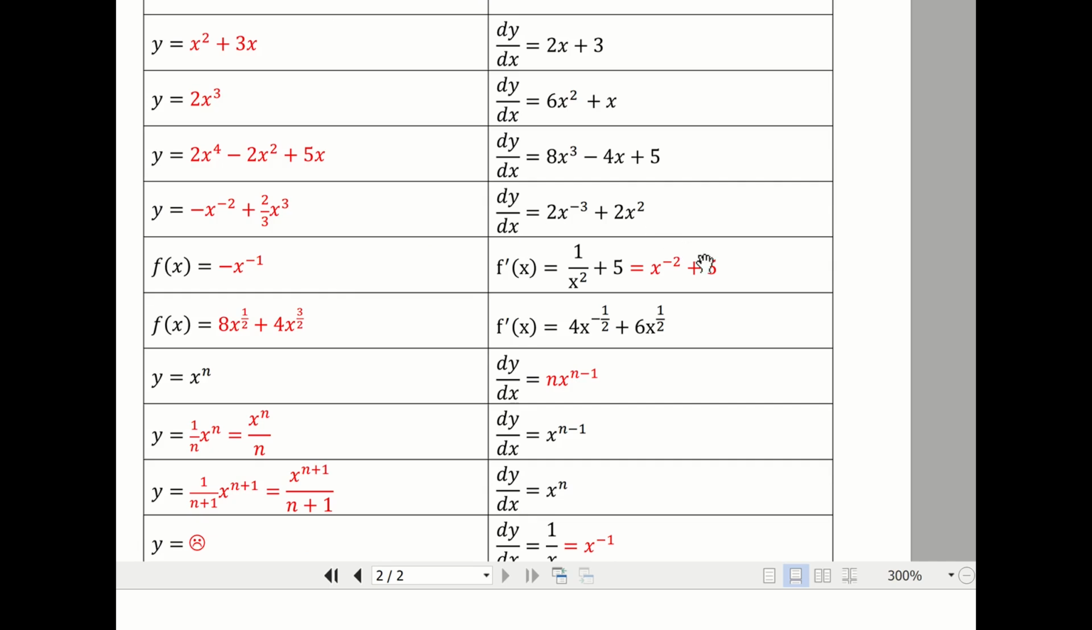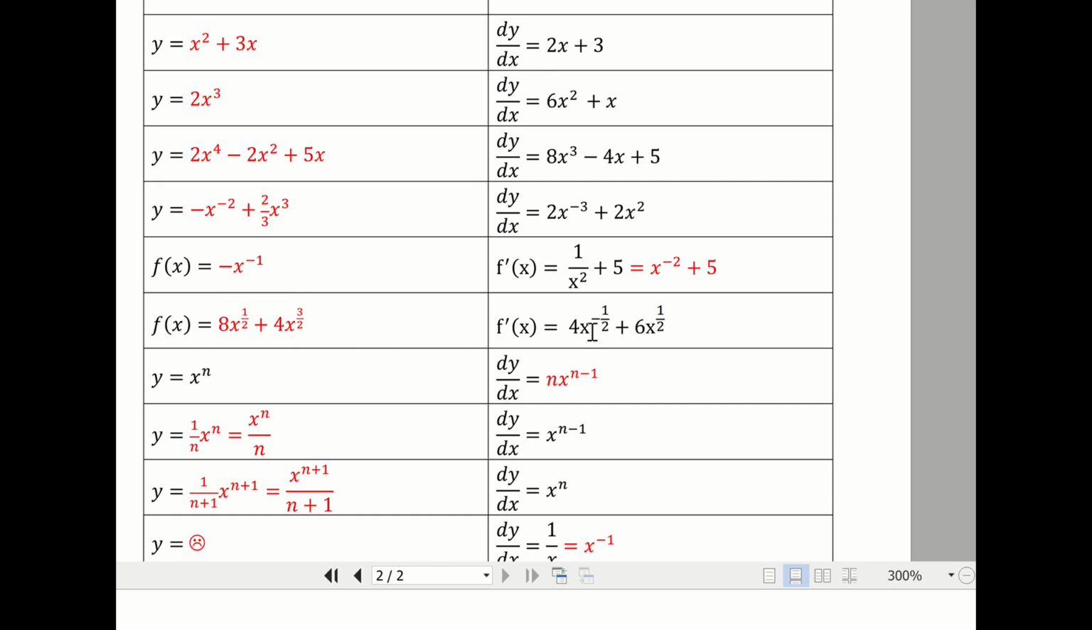I think I've made a small mistake on this one. This one should be minus x to the minus 1 plus 5x. Apologies for that. Hopefully they're mostly correct. Do let me know if you disagree with any other ones.